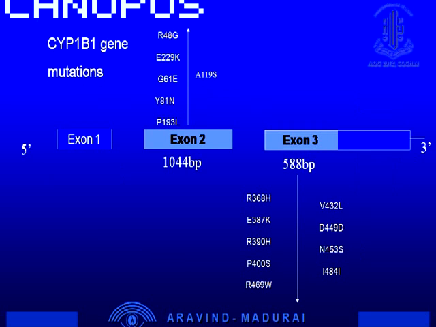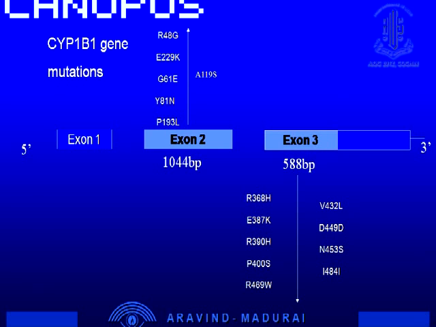And we also analyzed the congenital glaucoma patients, and this is the gene, and we identified the mutations. Here you can see arginine 368 histidine. This is one of the markers, and the L. V. Prasad Institute is also working on this one. About 10% of congenital glaucoma patients definitely have this kind of mutation.